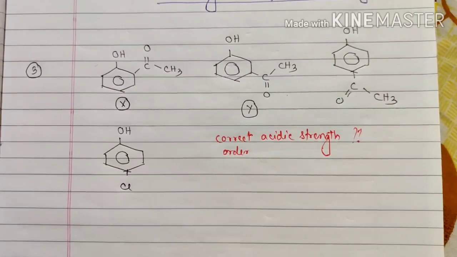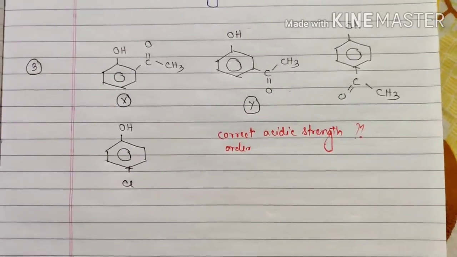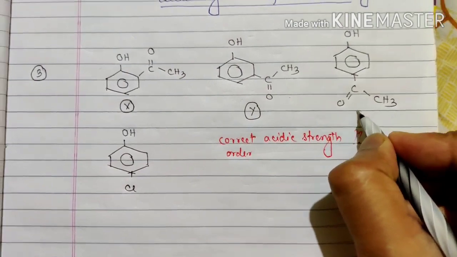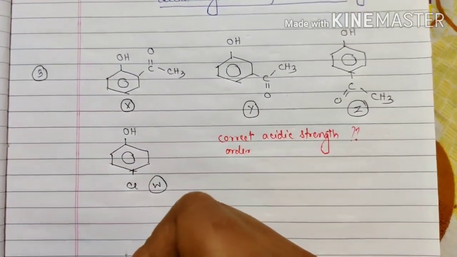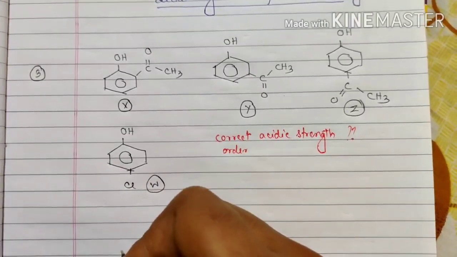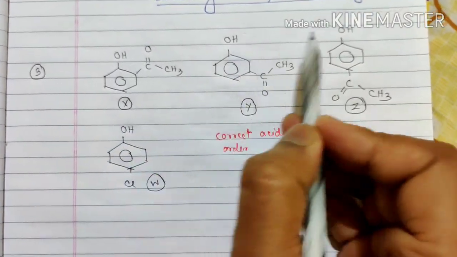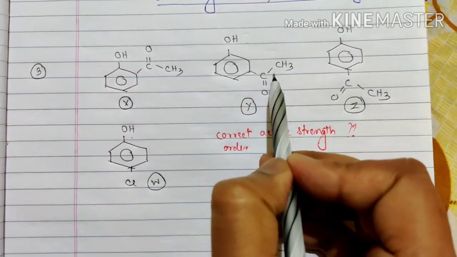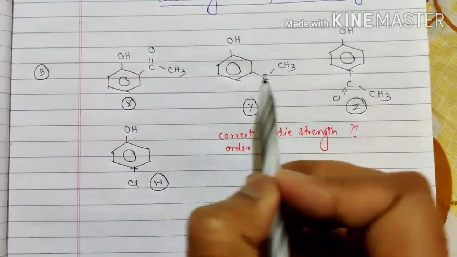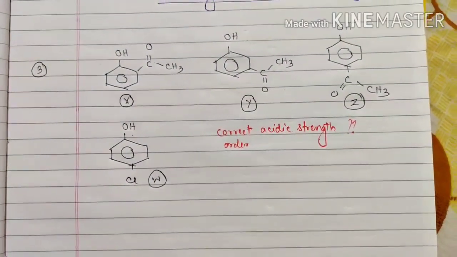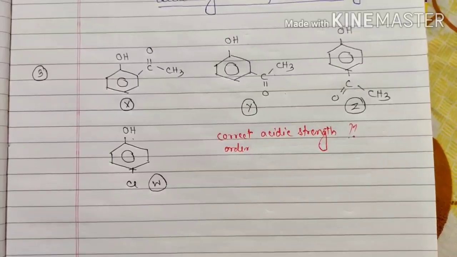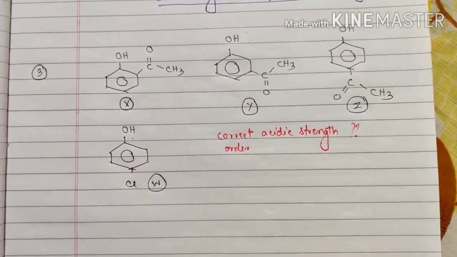Third question for today is this one. See these options carefully. Here X, Y, it will be Z, and it is W that is given. We have to find out the correct acidic strength order. So in all these cases, this OH is common, different substituents. Here the substituent is common, but the position is different, and here Cl is present. We have to find out the correct order of acidic strength from highest, meaning the strongest acid, to the weakest acid. Let's see. In order to answer this question, we must understand a very basic concept.